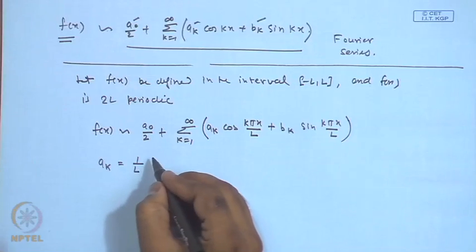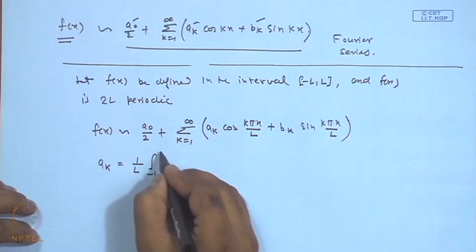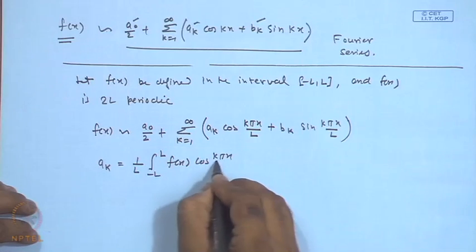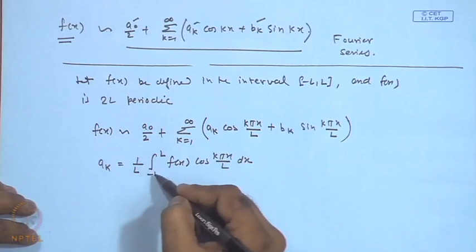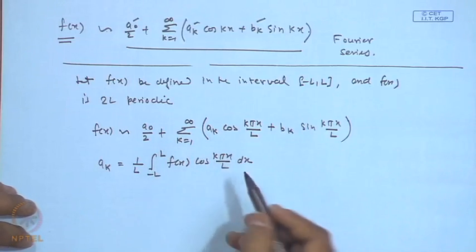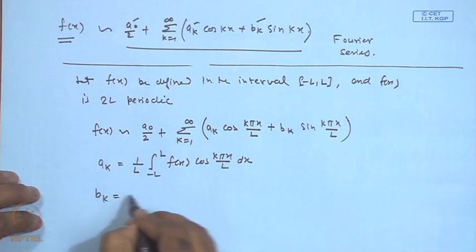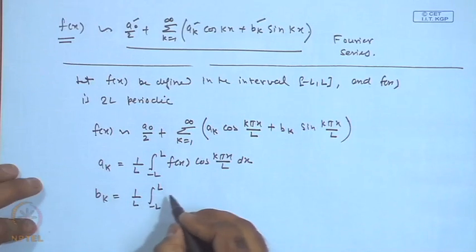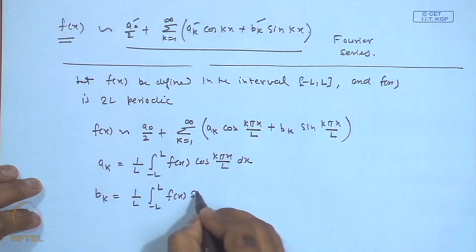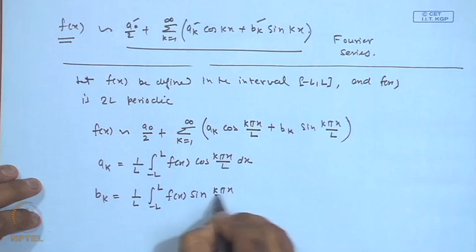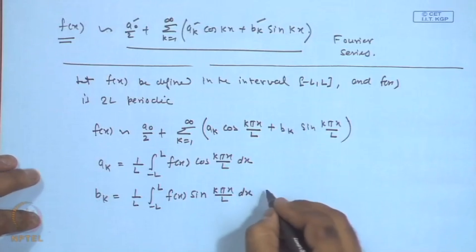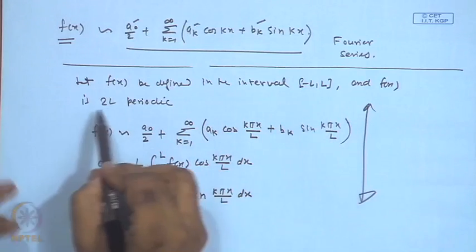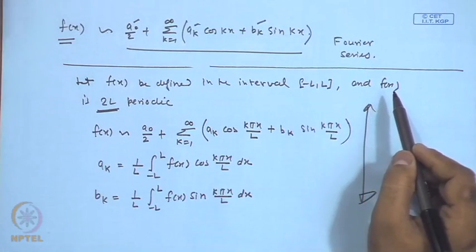where these Fourier coefficients will be given by 1 over L. So, instead of 1 over pi, we have 1 over L, and the integral from minus L to L of f x cos k pi x over L dx, or we can also integrate from a to a plus 2 L, that integral value will be the same. So, for the b k we have 1 over L, integral from minus L to L, or from 0 to 2 L, or a to a plus 2 L, of f x sin k pi x over L dx. So, this is the general Fourier series where a function is of period 2 L.